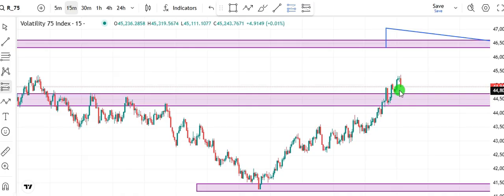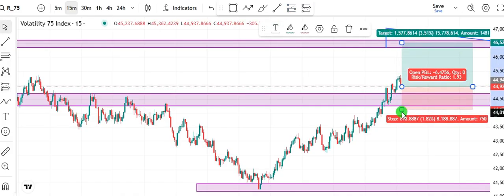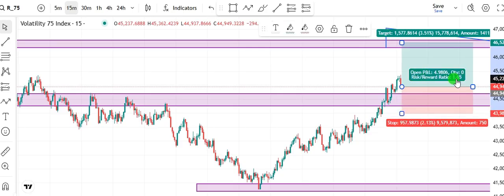You can get a pullback probably to around this zone again. Then we go down here, and of course, the top is going to be right below here, and that's around 1.65. That's up to 1 to 2. So that means I won't really be looking at this because remember, I love a minimum of 1 to 2. So this is 1.65. This is for scalping.